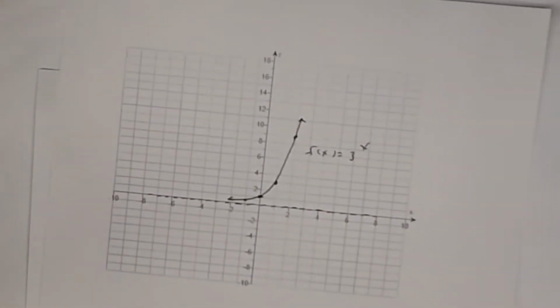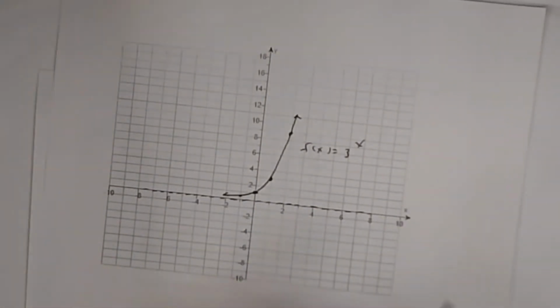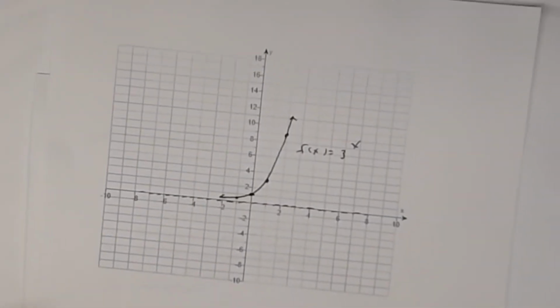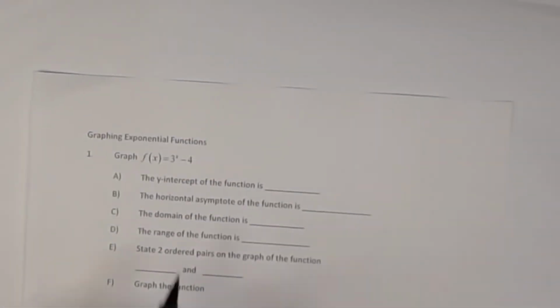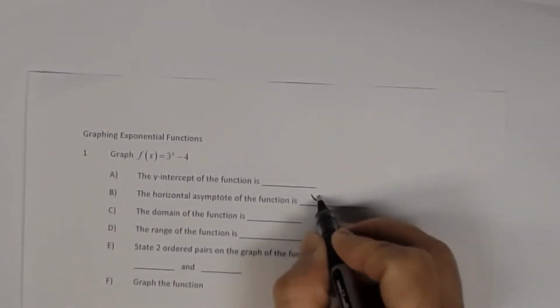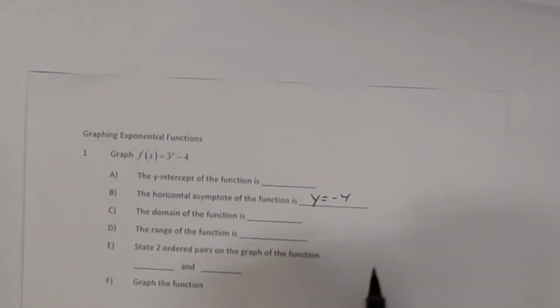Right here, that was the x-axis. So your horizontal asymptote is y equals 0. So your horizontal asymptote here is going to be this -4, but you've got to say y equals. You must say y equals -4. Don't put just -4. You're not going to get all your points.